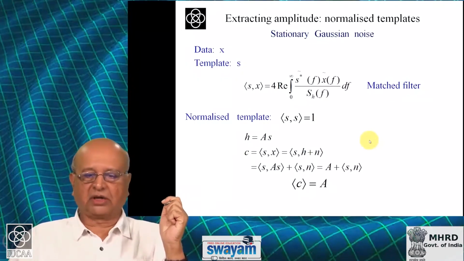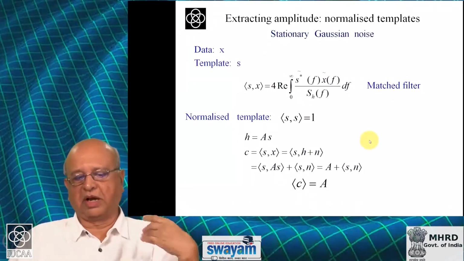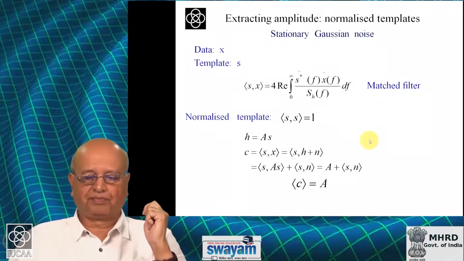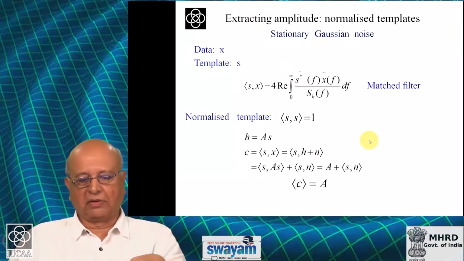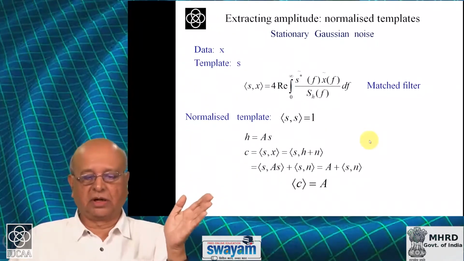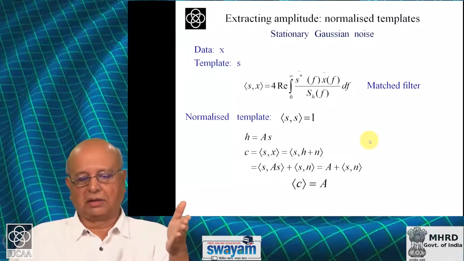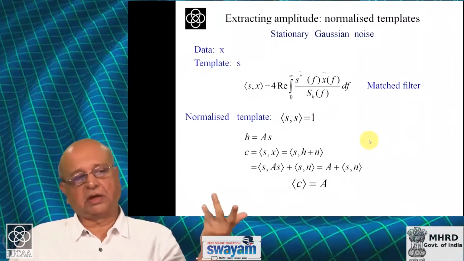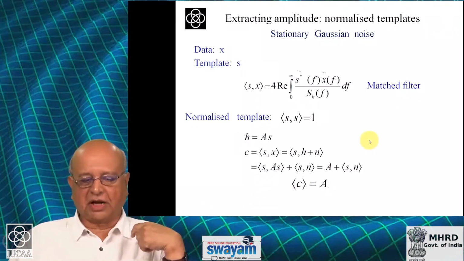And we use a normalized template. You normalize the S so that it has unit amplitude. Then h is A times S, and A is called the amplitude. Now, when you take the correlation, which is in fact, as you saw, the likelihood ratio in disguise, it is just that lambda is a monotonic function of C. So, one can use C.